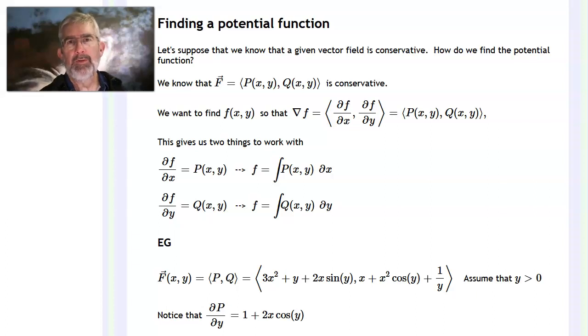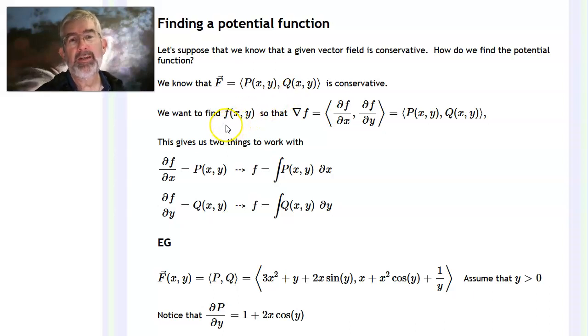Hello and welcome. In this video, we want to take a look at how we actually find potential functions if we happen to know we've got a conservative vector field. I'm going to assume that we know that F is conservative. I'm just going to do it in 2D here. You do a very similar thing in 3D. And I want to find the potential function.